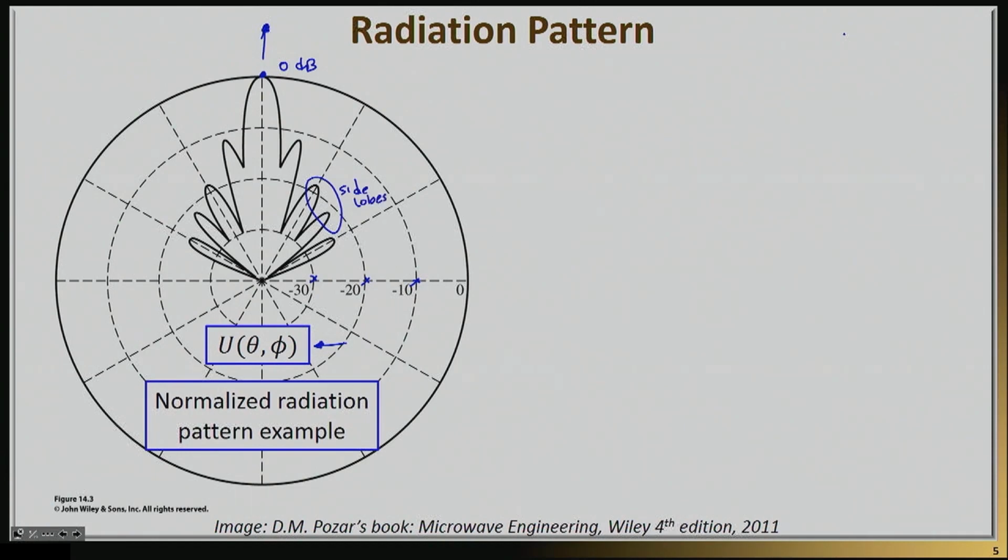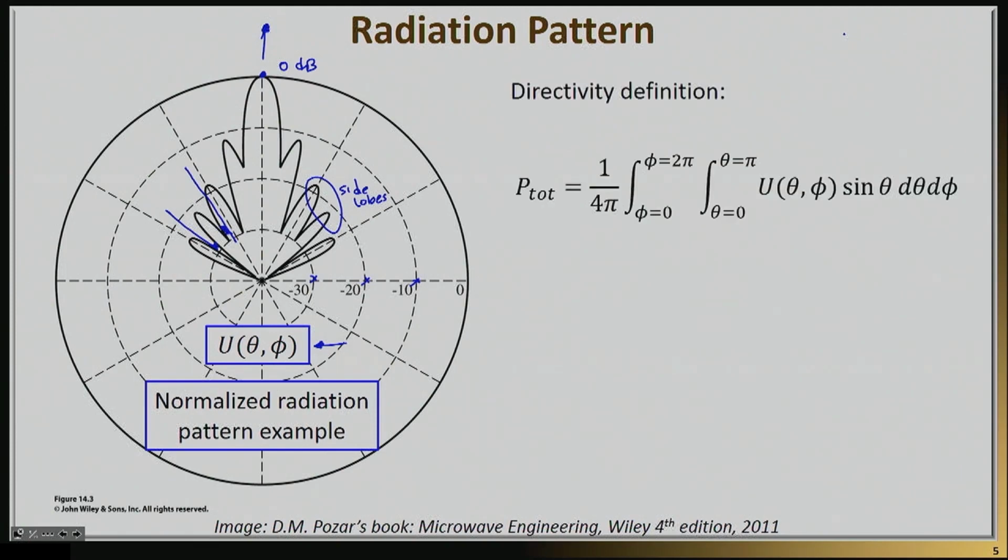And notice also that the radiation pattern includes nulls. Nulls are basically directions where there is zero radiation. So if you were standing right at the null, you would get absolutely no radiation in this direction. That's a very typical radiation pattern of many antennas out there.